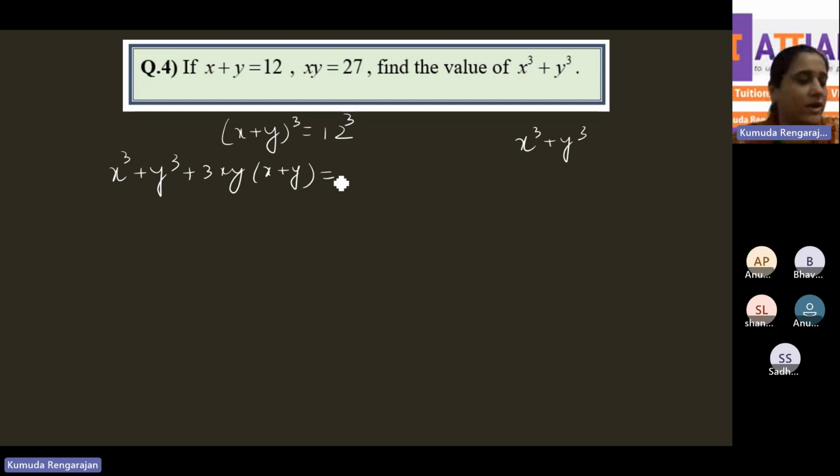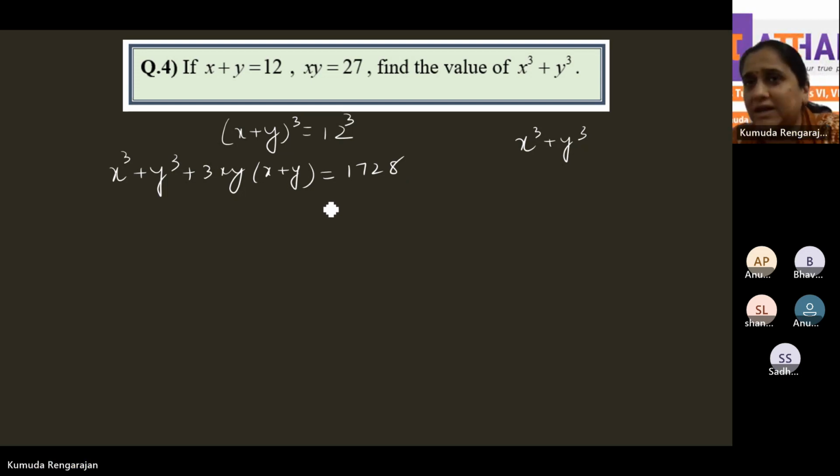Is equal to 12 cube, that is 1728. This is the formula: a plus b the whole cubed is equal to a cubed plus b cubed plus 3ab into a plus b. Memorize it. When you're working this, memorize it. Is equal to 1728. Now, x cubed plus y cubed.